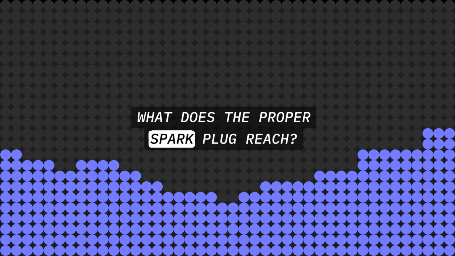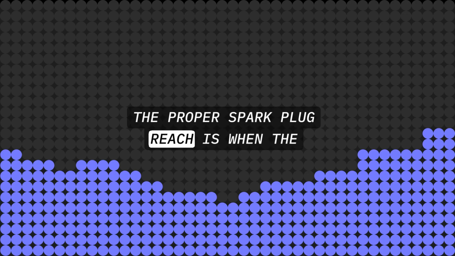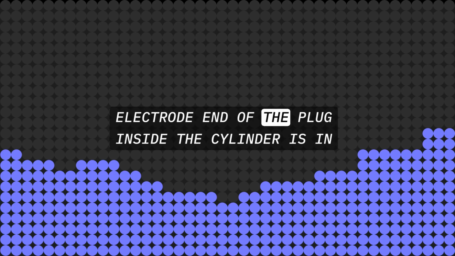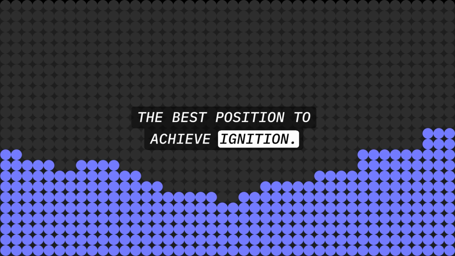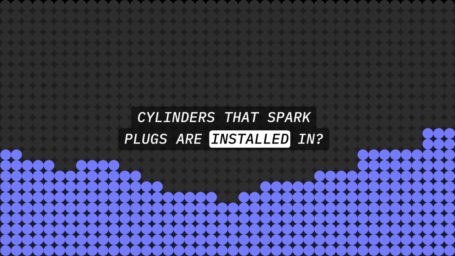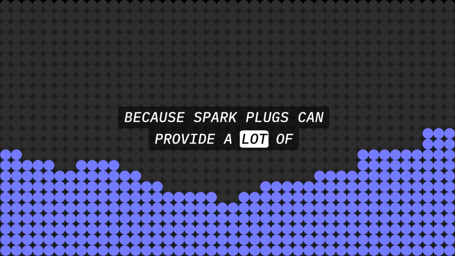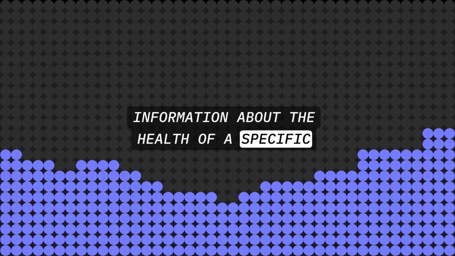What is the proper spark plug reach? The proper spark plug reach is when the electrode end of the plug inside the cylinder is in the best position to achieve ignition. Why is it important to keep track of the cylinders that spark plugs are installed in? Because spark plugs can provide a lot of information about the health of a specific cylinder.